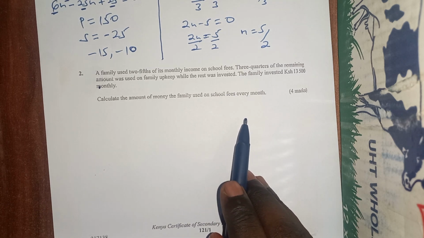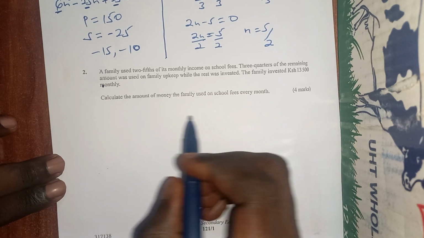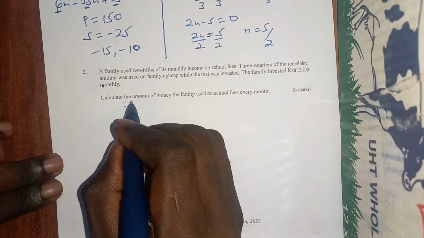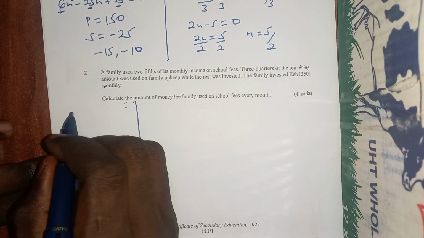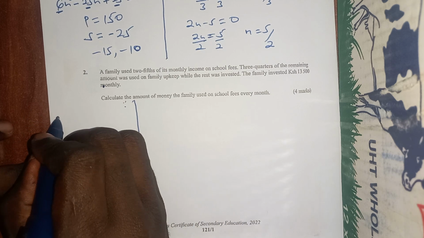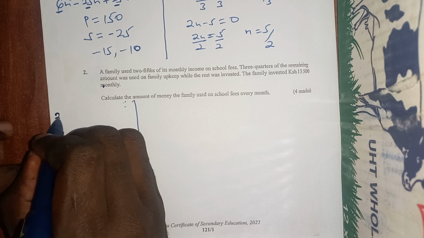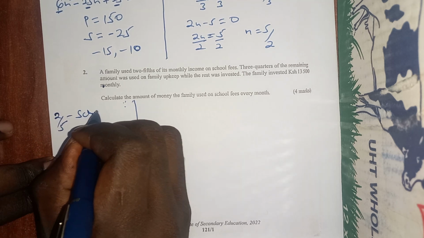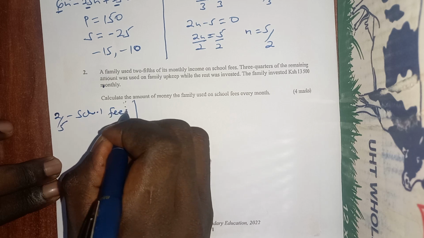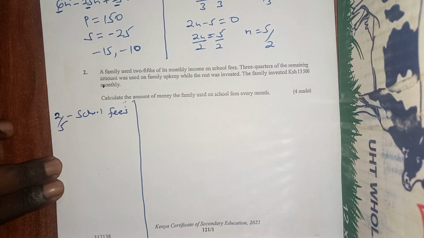Okay. So let me split my space here. So we have 2/5 being spent on school fees. Then 3/4 of the remaining amount.